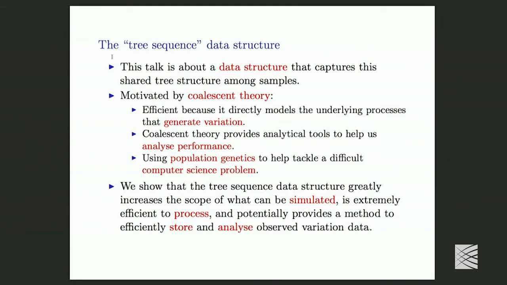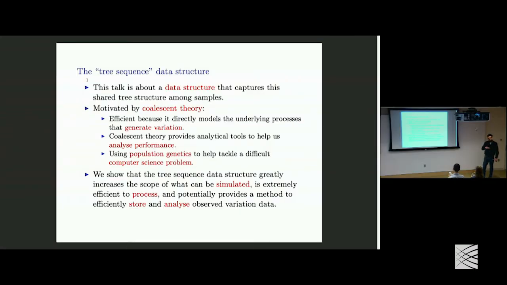So the talk is about a data structure. And the data structure we call the tree sequence is motivated directly by coalescent theory. And the tree sequence is efficient precisely because it models the underlying processes that generate the genetic variation that we observe today. Coalescent theory also provides us some really useful analytical tools to help us analyze the performance, so we can do real computer science on this problem. So what we're doing is using the mathematical results of population genetics to help us tackle a very, very difficult computer science problem.